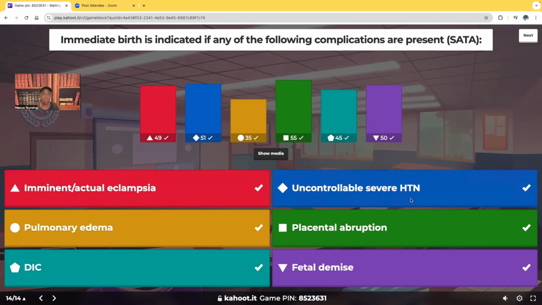Because what is the only cure to preeclampsia? Giving birth, getting rid of, oh my gosh, what's the sac called? I need to get out of vacation mode. I go back to work in a week. My brain's not working, but you guys know what I'm talking about. Pulmonary edema, placental abruption, by the way, that's a medical emergency within itself. DIC, and of course, fetal demise. Any of these happen, immediate birth is indicated. Thank you, delivery of the placenta. I can't remember the word placenta. Any of these happen, immediate birth is indicated.